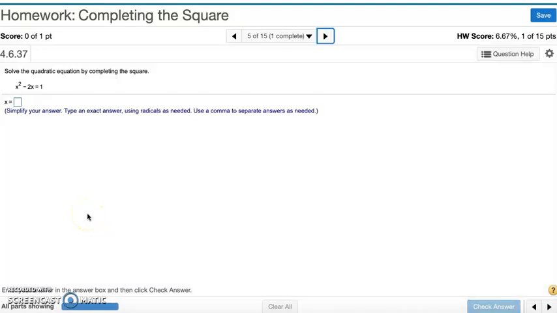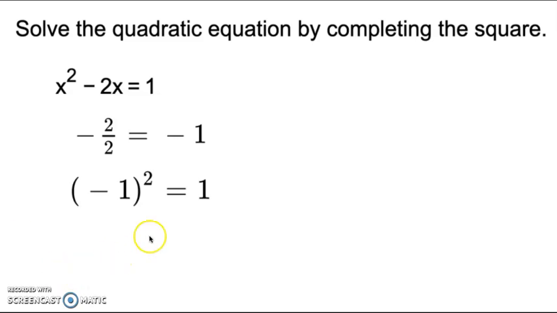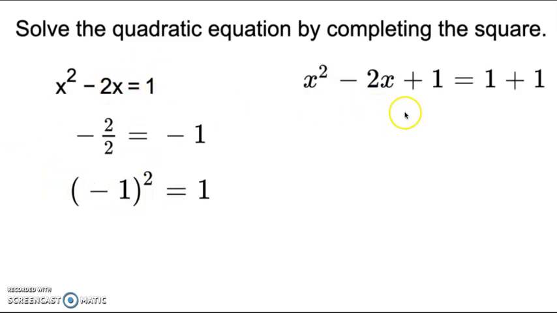Going to number 5. Solve the quadratic equation by completing the square. So let's take a closer look at it. So the first thing we do to complete the square is we take this term and divide it by 2. Doing so gives you negative 1. Then you take that negative 1 and you square it and you get positive 1. From there, you add that to both sides of the equation. So add 1 to the left and add 1 to the right. Cleaning that up, 1 plus 1 is 2, and that is set equal to x squared minus 2x plus 1.